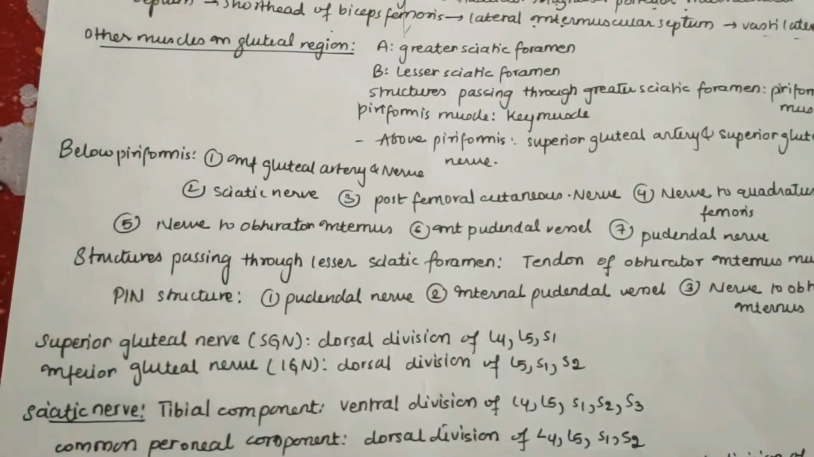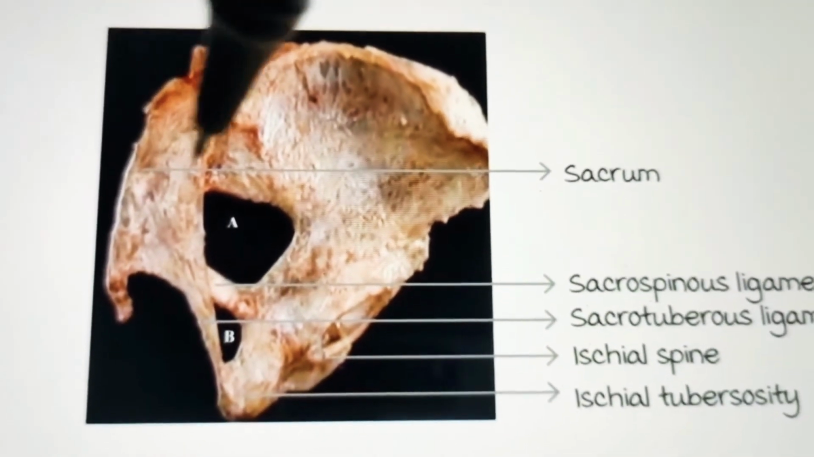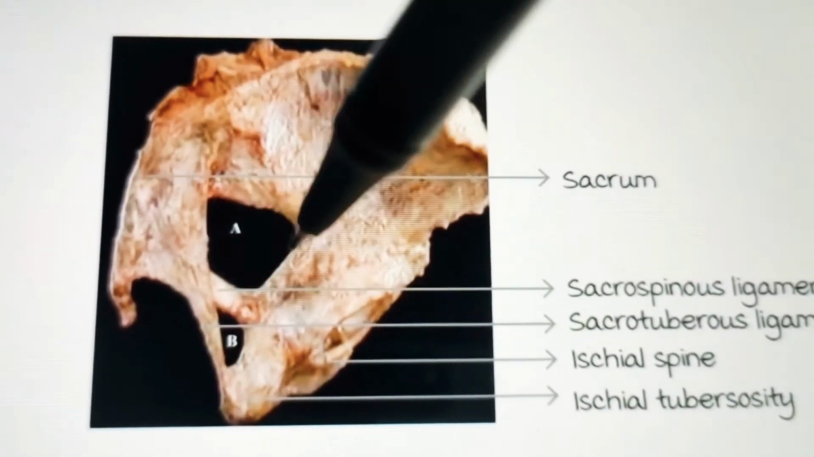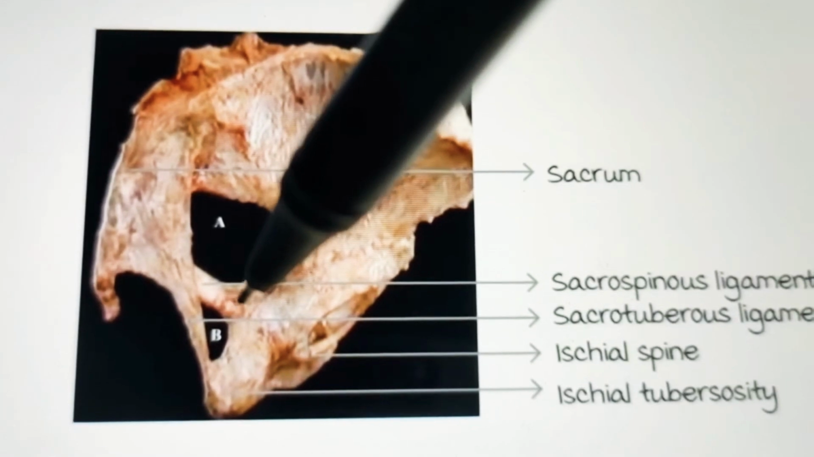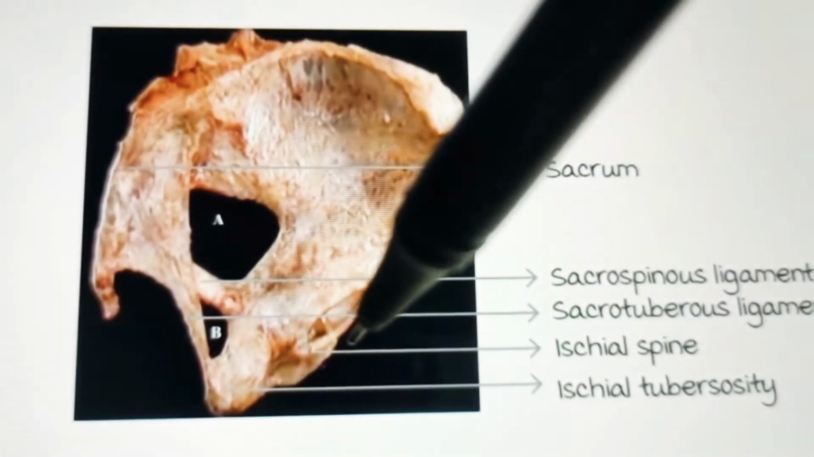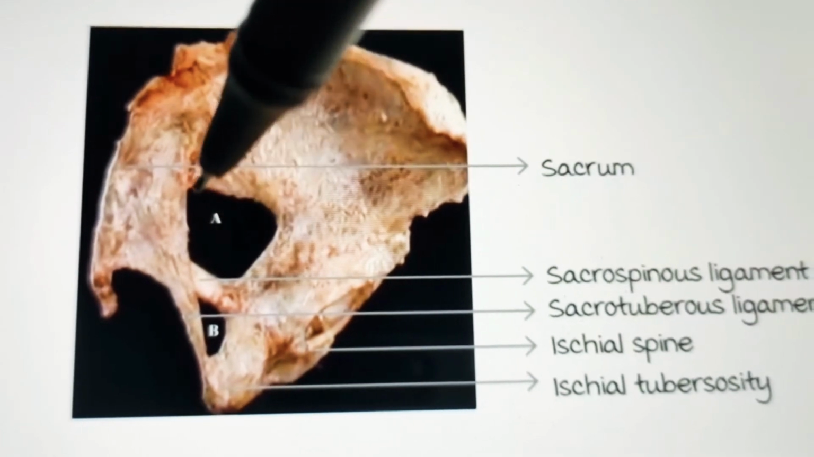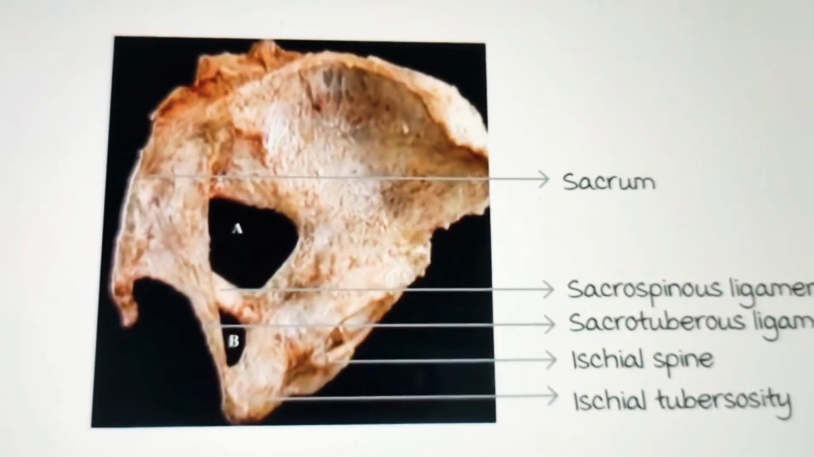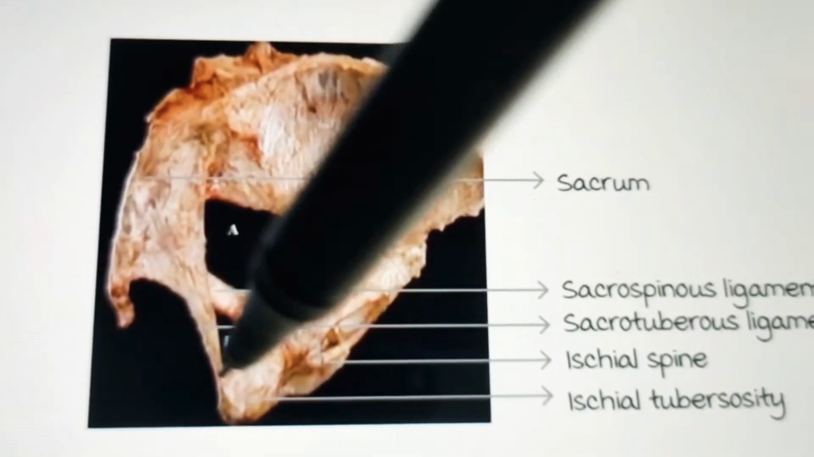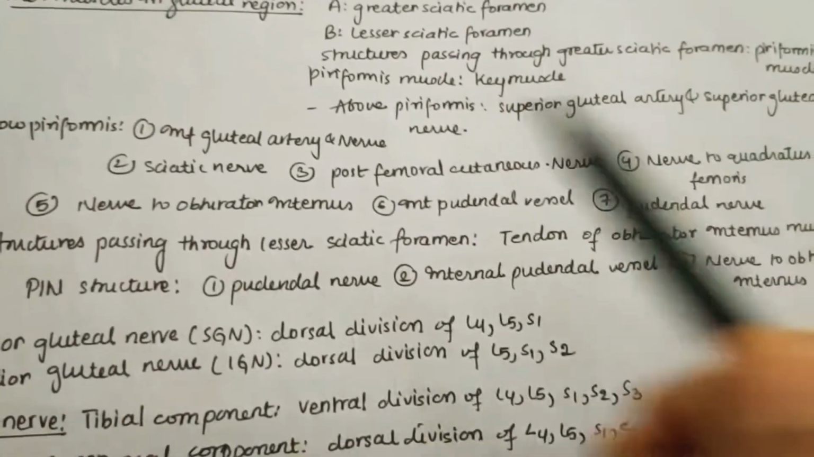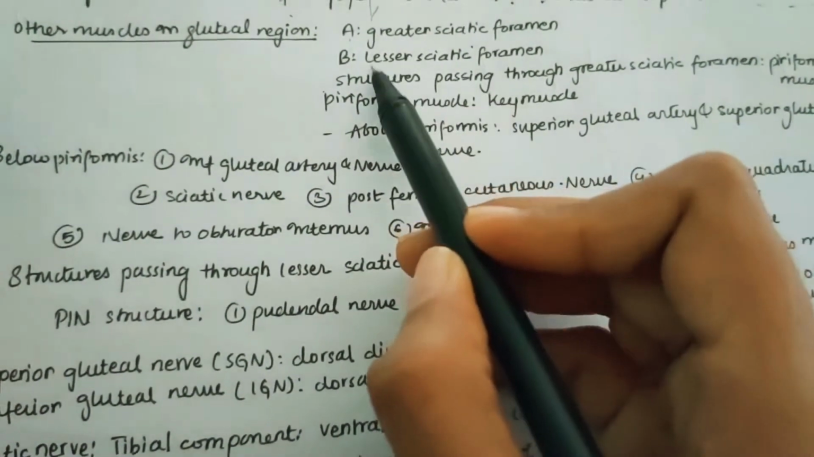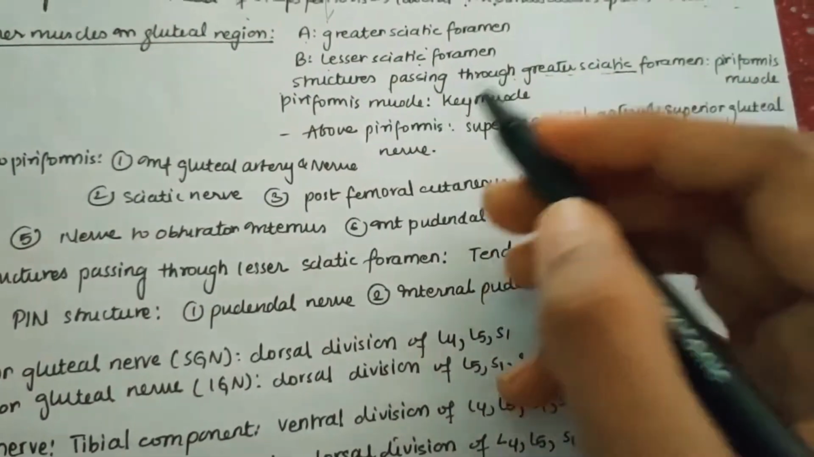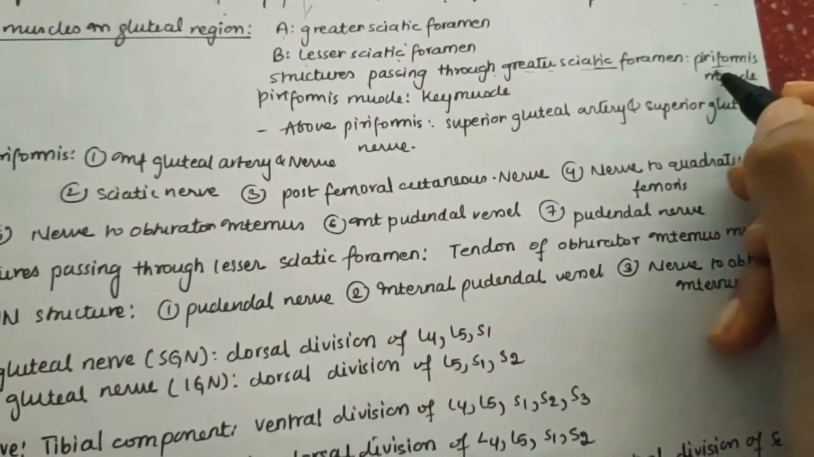So let us check out other structures which are present in the gluteal region. For that we need to check out the diagram. In this diagram you can see this is the sacrum, right? And there is a ligament coming, that is the sacrotuberous ligament, and you can see here A and B in between the sacrospinous ligament and sacrotuberous ligament. This is the ischial spine, this is the ischial tuberosity. So you can see the structure A, which is the greater sciatic foramen, and B is the lesser sciatic foramen. So let us see what structures are passing through the greater sciatic foramen and lesser sciatic foramen.